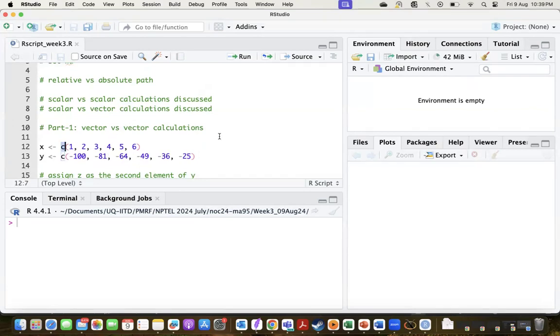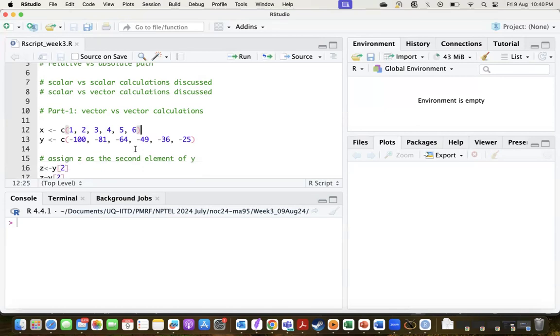Again, what is a function in R? Anything that is a word followed by the curved brackets is a function. I shouldn't say command, it's a function. So this is the combine function. Each function can accept one or more inputs or one or more arguments, and we will talk about that in more detail today.